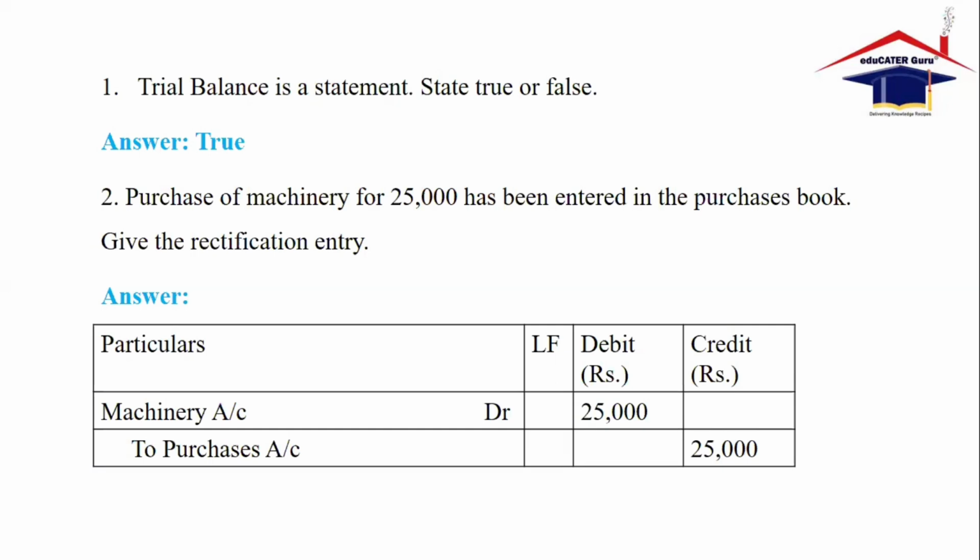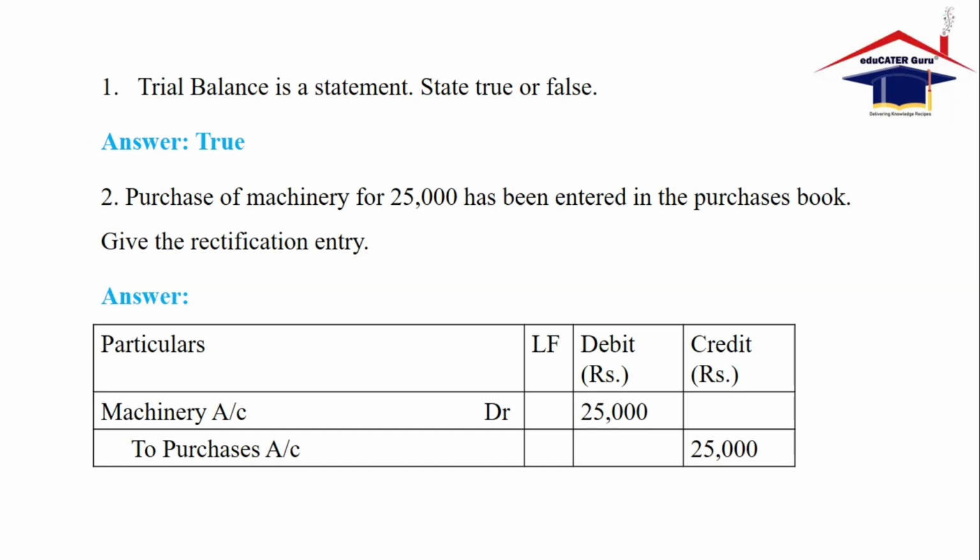Next, purchase of machinery for 25,000 has been entered in the purchases book. Give the rectification entry. So, when the machinery is purchased, the asset is coming in and the cash is going out. So, the entry has wrongly been made to the purchases book. Instead of putting it to machinery account, they have put it to purchases account. First, the right entry should have been machinery account debit to cash account, but they have made purchase account debit. So we have to reverse what has been debited, purchase. So we have to reverse by crediting it.